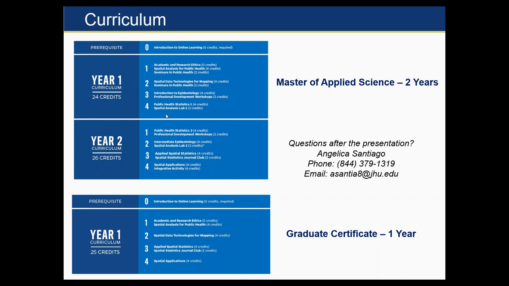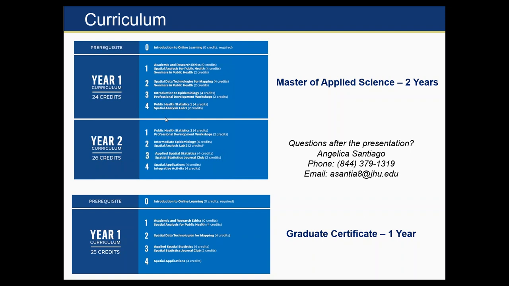Perfect, thank you. And I know there was a question about the integrative activity for the master's degree. Is there any similar course, or what is the culminating experience with the certificate to bring all their skills together? Yeah, there is no final project or official culminating experience. But if you look at the curriculum, the last course in the certificate is called Spatial Applications. And that's the same course that's in the last term of the last year of the master's program.